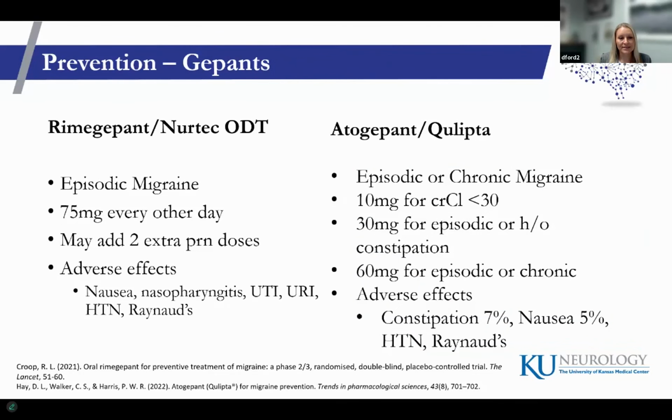And then we've got our gepants that are for prevention. So Nurtec we talked about for acute headaches. It's also a prevention method. And then Qulipta, which is the newer one that is a daily medication. And I've got, again, the hypertension and Raynaud's updates on those. And that's about all that we've really seen different with those. Constipation with Qulipta is around 7%, usually well tolerated with some Miralax. Next slide.